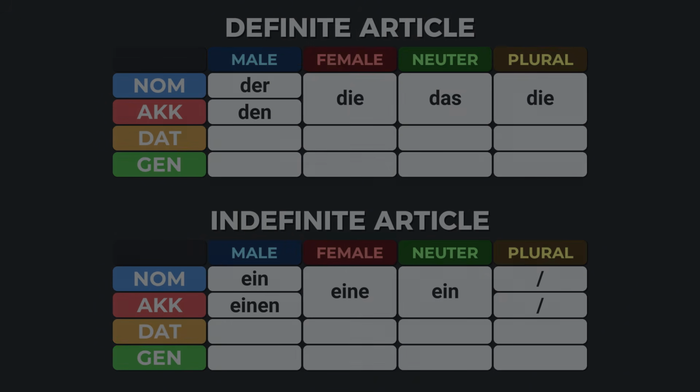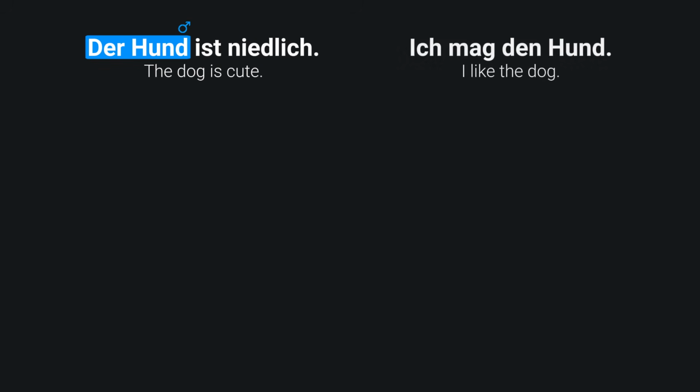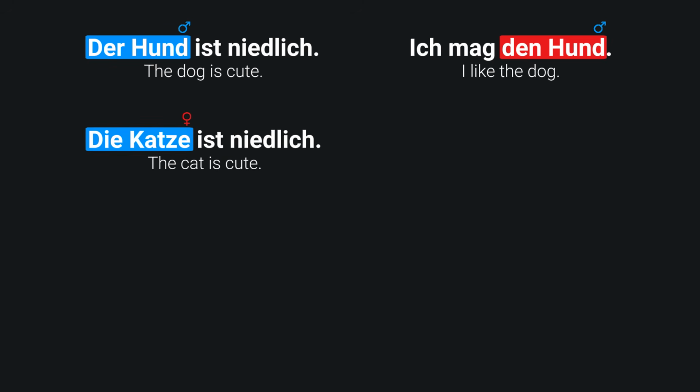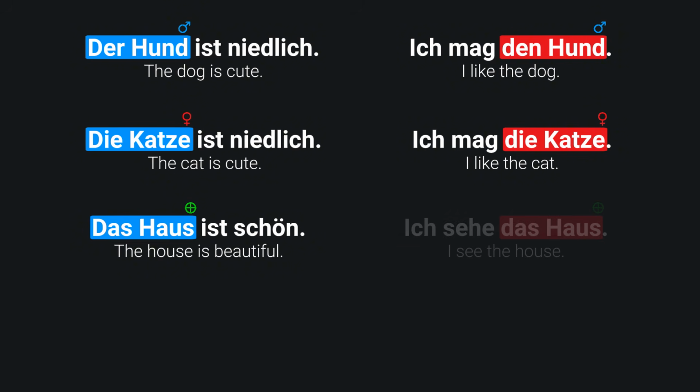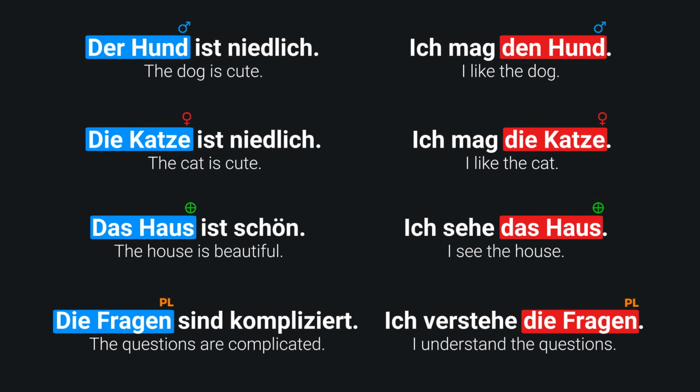Take a look at this example. Der Hund ist niedlich. The dog is cute. A dog is male in German, and it is in the nominative case since it's the thing being cute here. Ich mag den Hund. I like the dog. Here, dog is in the accusative case because that's what the verb mögen, to like, demands. If we do the same thing to female, neuter or plural nouns, the articles will stay the same. Die Katze ist niedlich. Ich mag die Katze. Das Haus ist schön. Ich sehe das Haus. Die Fragen sind kompliziert. Ich verstehe die Fragen.